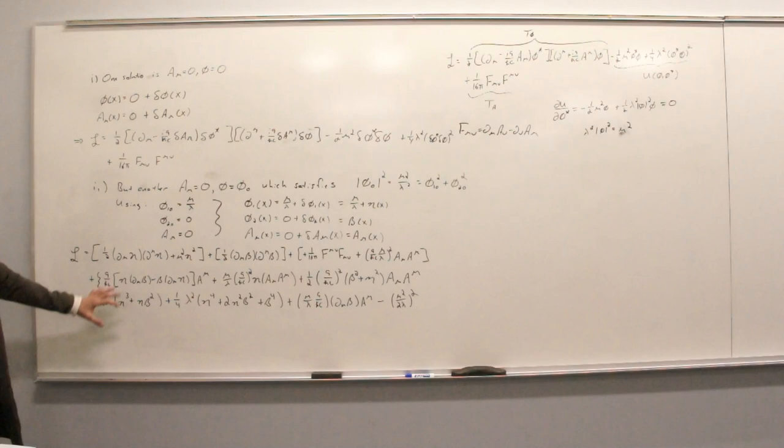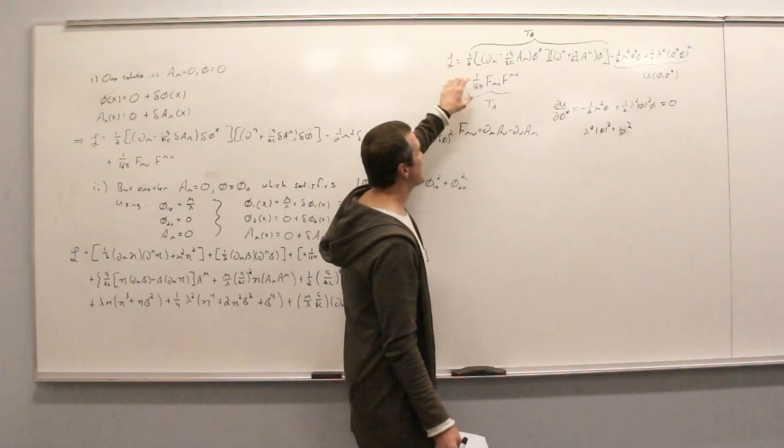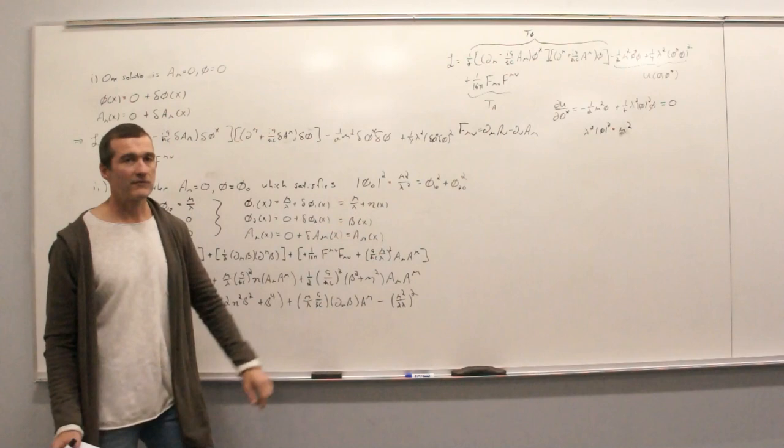This, folks, is what we get if we take this for phi 1, this for phi 2, this for A, and shove it into here. It obviously gets a lot bigger because we're breaking up phi into phi 1 plus i phi 2, and we have to plug in this for phi 1 and this for phi 2, but nonetheless, there it is.